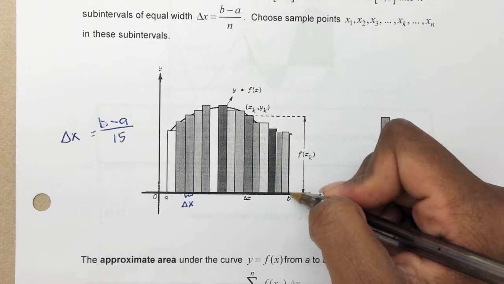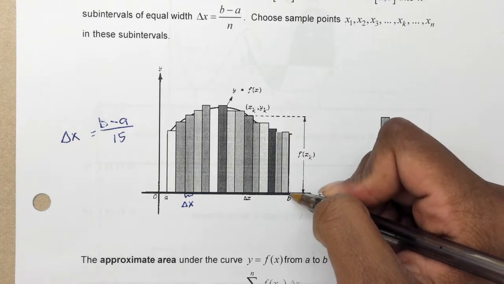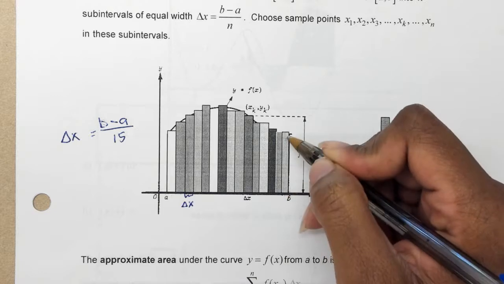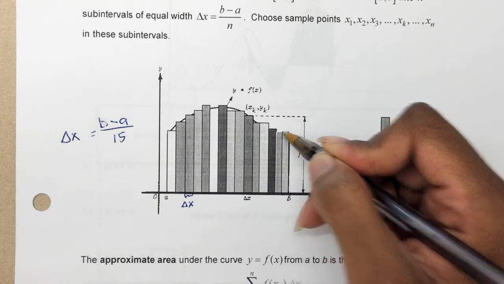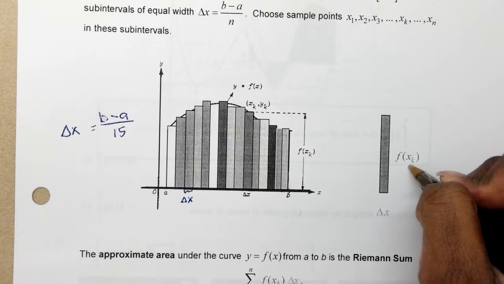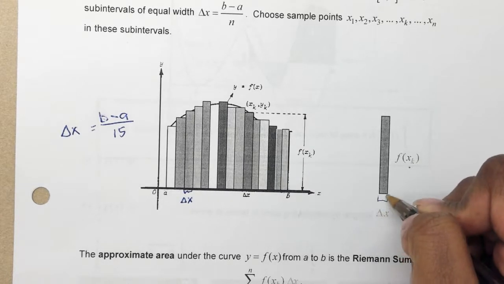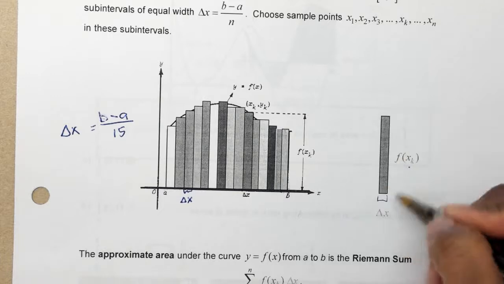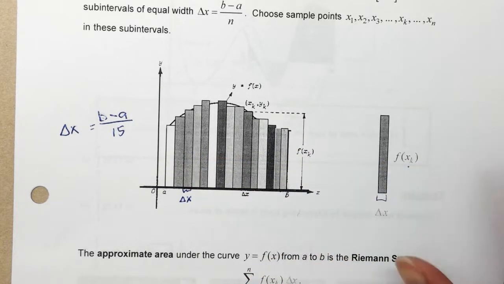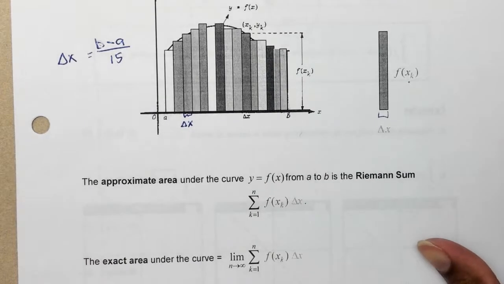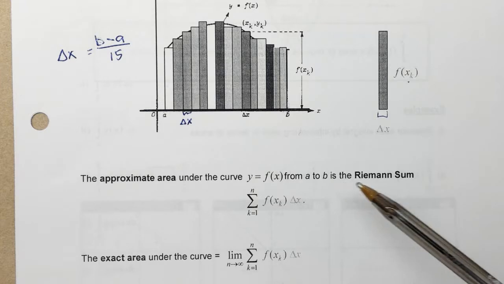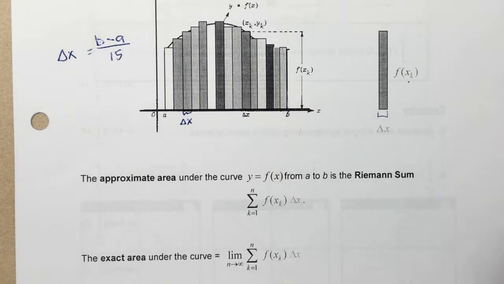Now to find the height of that rectangle, right, we chose an x value within that subinterval. So either it was one of the endpoints, it was one of the midpoints, and we plugged it into our function. That gave us the height, right? So this is the x value within the subinterval, and this is the length of the subinterval. We find the area of that, then we add up all those areas, and that gave us the sum. So the approximate area under the curve for a function from a to b is called the Riemann sum.